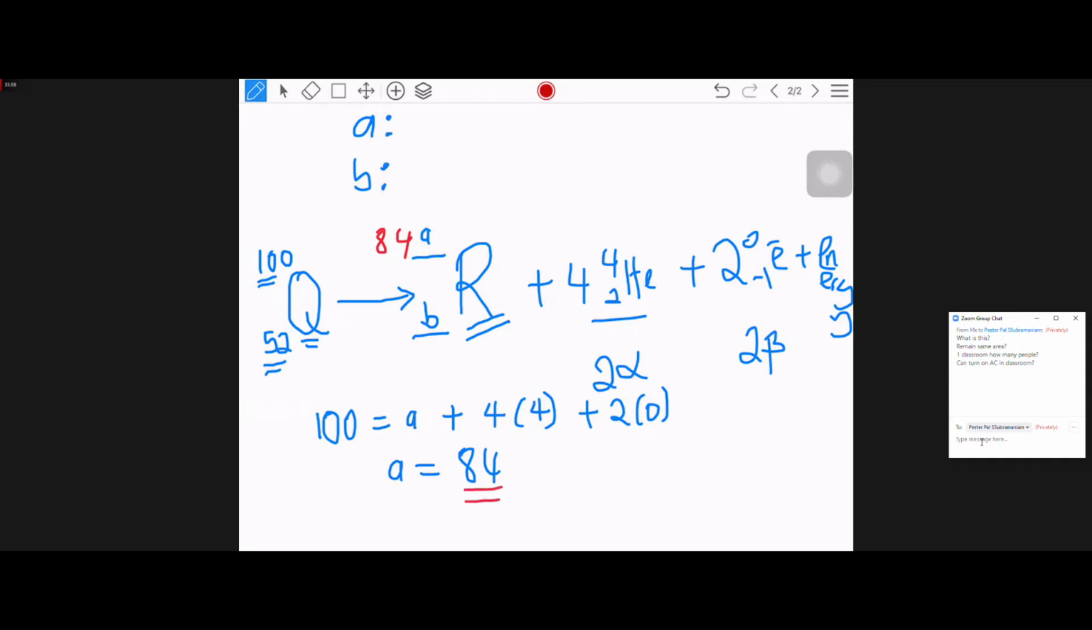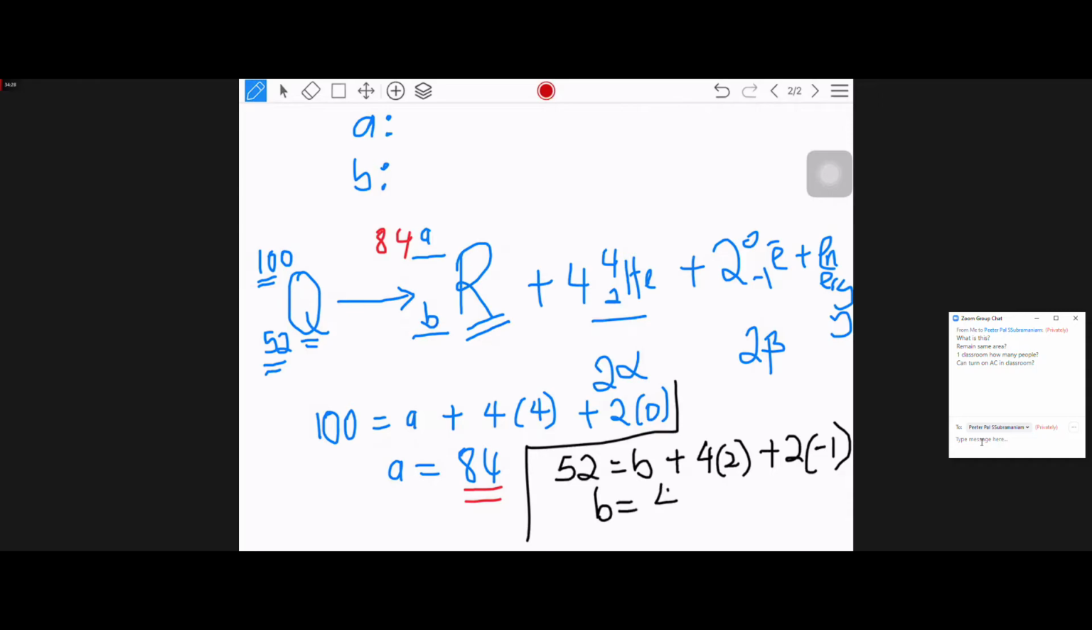So what we do? We take 52. 52 equals B plus 4 times 2 plus 2 times minus 1. Yongsin, what is B? 8 minus 2, 6. 52 minus 6, what we get? 46, that's B. Correct, right? 4 times 2 is 8, 8 minus 2 is 6, so bring the other side, 52 minus 6 is 46.